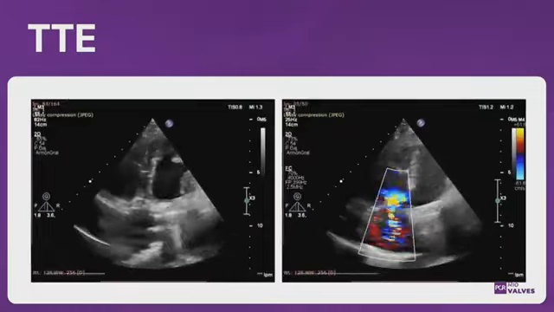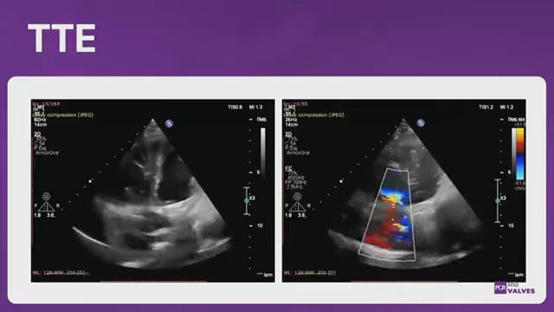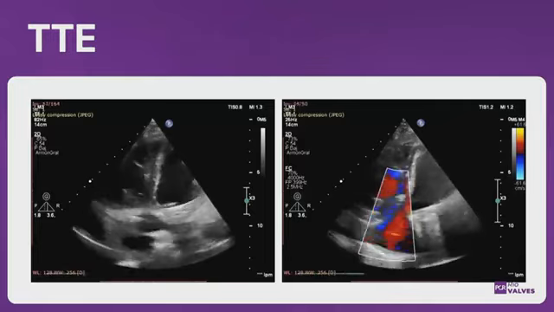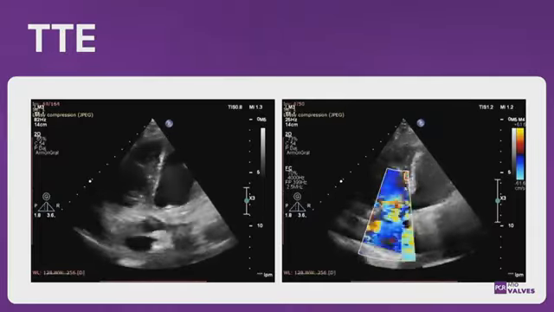You see here the pacemaker leads across the tricuspid valve, sorry, the lack of coaptation, and you see here the torrential TR.